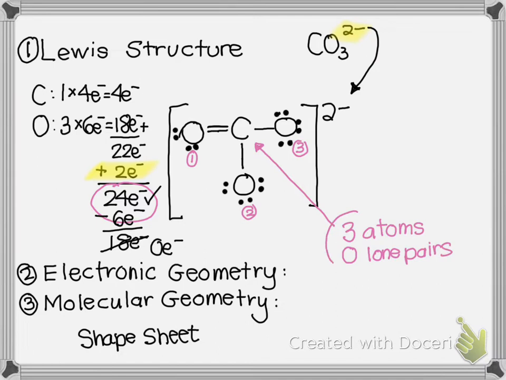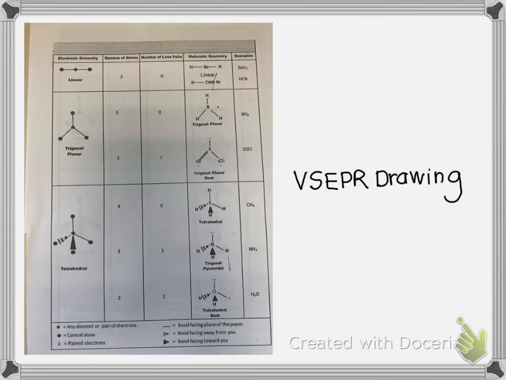So this right here is the information that I need to figure out the electronic and molecular geometry on the shape sheet. So I have the shape sheet on the next slide. And I'm just going to write up here. We said there were 3 atoms and 0 lone pairs.